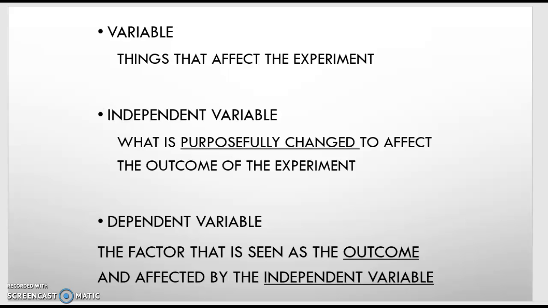A variable is a thing that affects the experiment. It is something we can change and that we can manipulate. So a variable is something that affects the experiment. There's two types of variables we're going to talk about. An independent variable. An independent variable is what is purposefully changed to affect the outcome of the experiment. So that is what we manipulate. That is what we are trying to change.